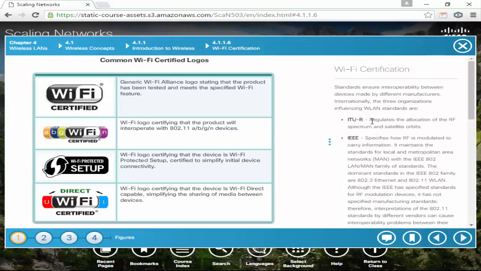Okay. And then what is the ITU-R? It regulates the allocation of RF spectrum and satellite orbits. So it tells us what bands, the 2.4 gigahertz and 5 gigahertz, we can use without going to jail, I guess, right? Who else helps regulate that? The FCC.